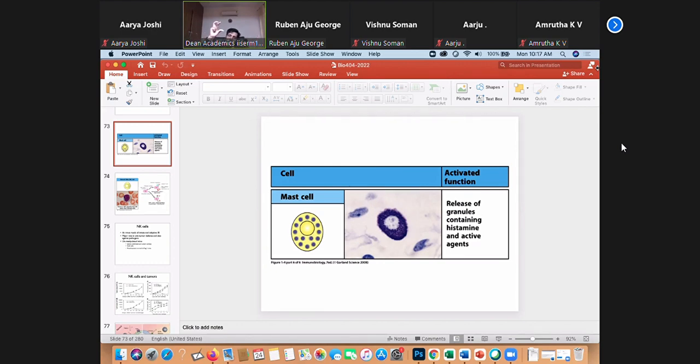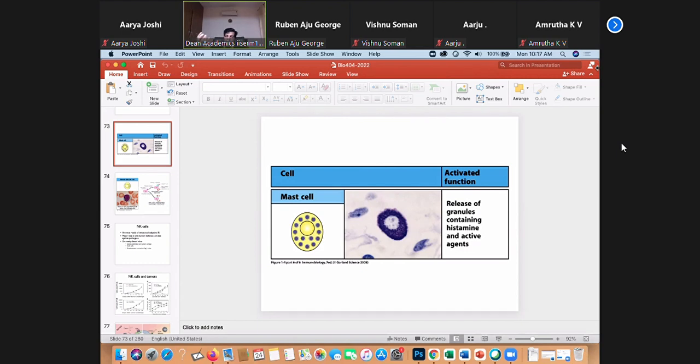Depending on what the inciting cause is, it will bind to the antibody. An antibody has this structure: the Fab portion, and then the stalk, which is the Fc portion. This Fc portion is bound to this receptor, which is present on the surface of these mast cells. As soon as you encounter the antigen, it will bind here. This will cross-link and induce signaling through the Fc receptor present on mast cells, and this causes degranulation.